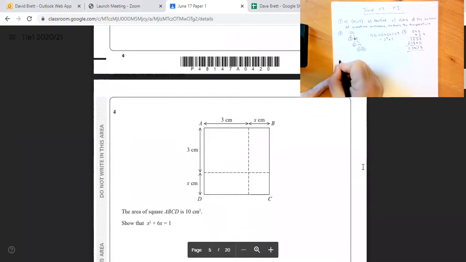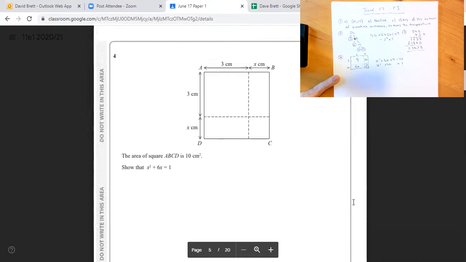Question number 4. We did this one for Kira, I think. That's 3, that's x, that's 3, that's x. So this area is 9, this area is 3x, this area is 3x, this area is x squared. So the area is x squared plus 6x plus 9, since 3x plus 3x is 6x. And it tells you that is equal to 10. So if I subtract 9 from both sides, it equals 1, which is what it's asking to show.